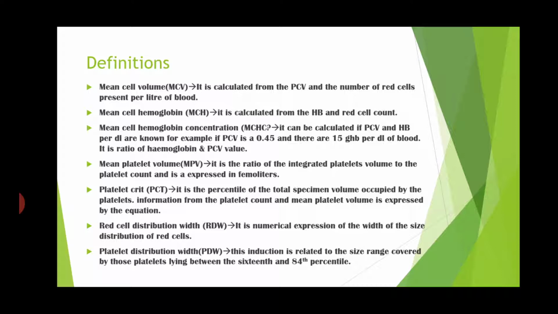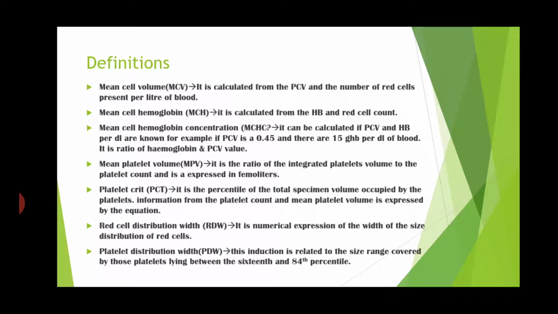Next definition, mean platelet volume, that is MPV. It is the ratio of the integrated platelets volume to the platelet count and is expressed in femtoliters. Plateletcrit, that is the PCT. It is the percentage of the total specimen volume occupied by the platelets. Information from the platelet count and mean platelet volume is expressed by the equation.